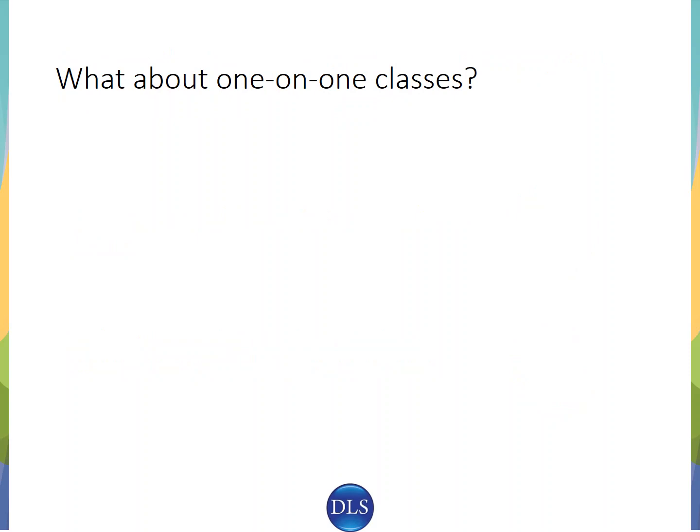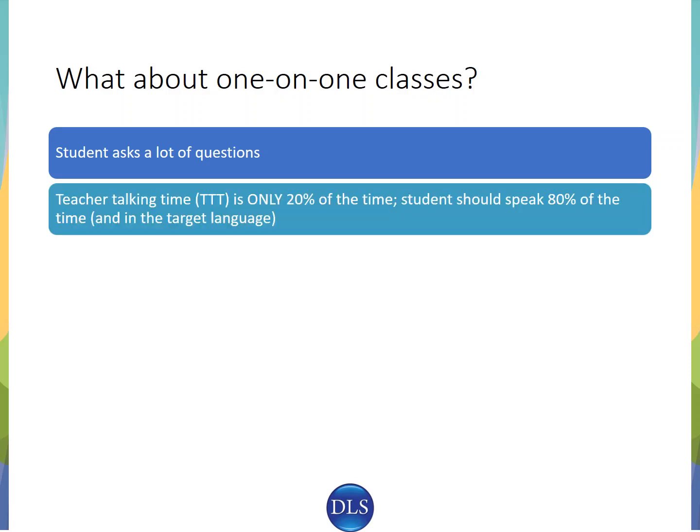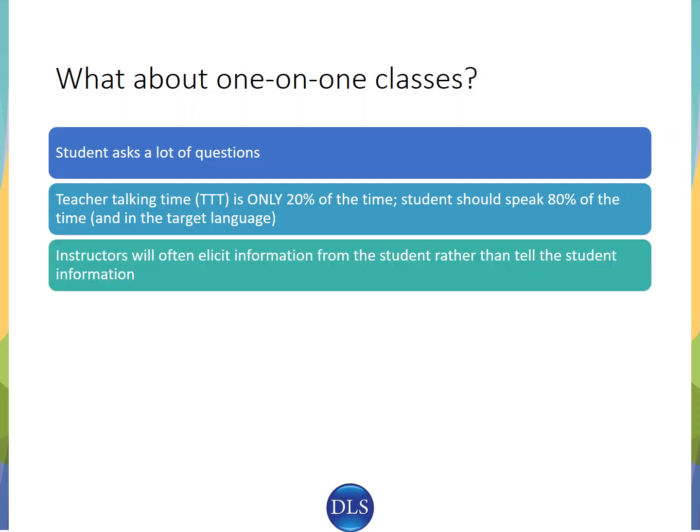Now, you might say, "I only have one student, so I cannot have a student-centered classroom." However, there are many ways to make one-on-one training student-centered. For example, this allows the student to ask a lot of questions. And the teacher talking time, or TTT, can be minimized to take up only 20% of class time. The student should speak for about 80% of the time in the target language.